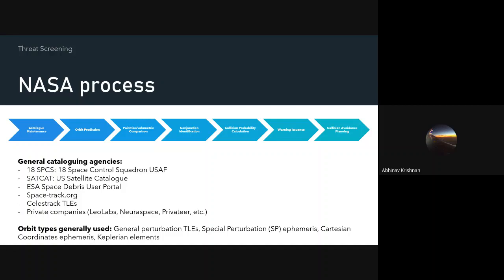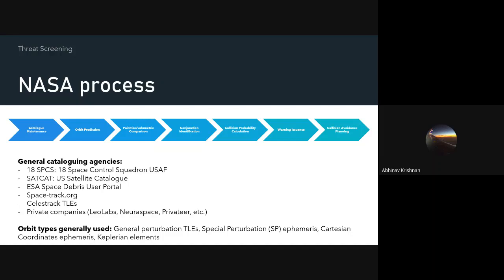Then comes collision probability calculation. I'll go into this a bit later. That's, I think, much better. Then you have the warning issuance. They develop a CDM, the conjunction data message, and then they disperse it. Anyone who is an asset of that spacecraft can have a look at it, because everyone is registered in this portal. Then you have collision avoidance planning.